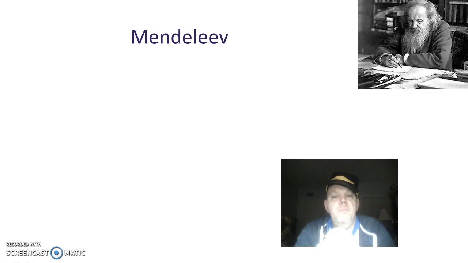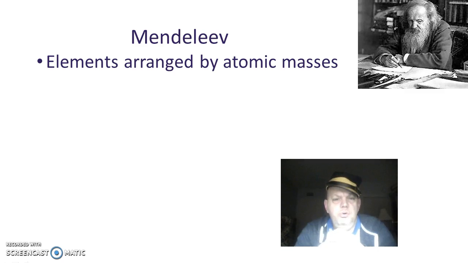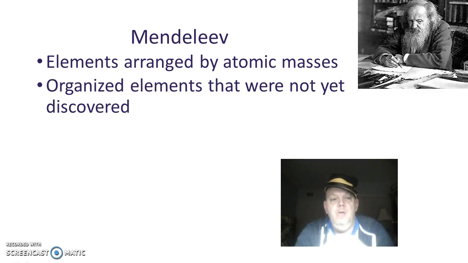And then there's Mendeleev. Mendeleev, he was a Russian dude, and he looked at the known elements at the time, and he arranged them by atomic mass. And what he did was he organized elements into this table that weren't yet discovered, but he knew something was up. He knew there were other things to be done. And that's where he came up with the idea of transition metals.